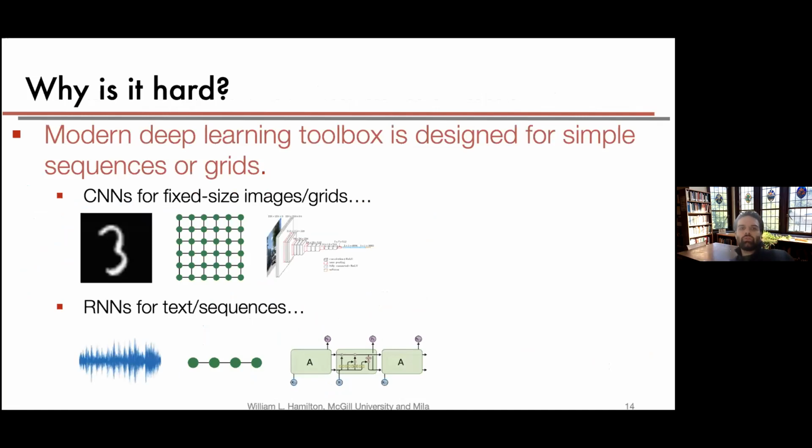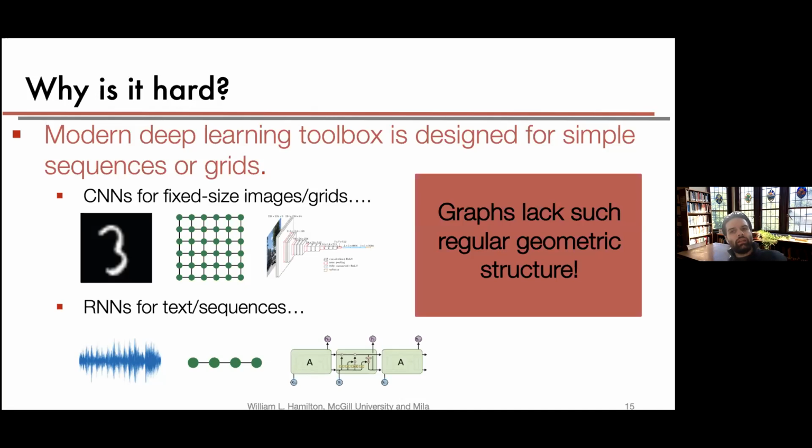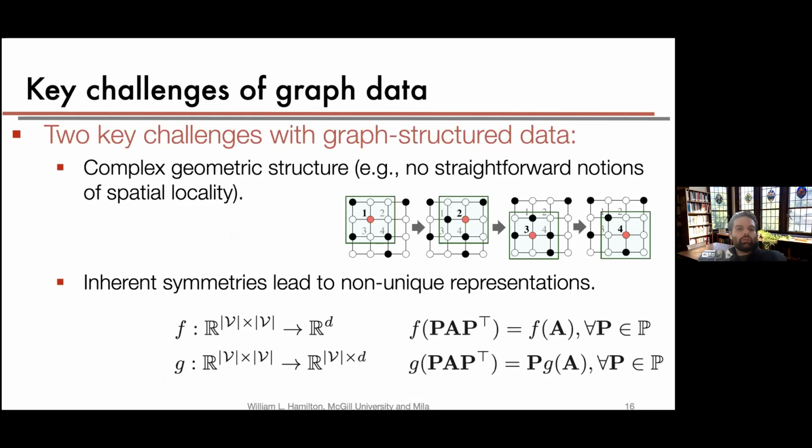So we might wonder why graph representation learning is hard. Of course, we have convolutional neural networks for images or grids. We have recurrent neural networks for things like text or sequences more generally. But the challenge is that graphs really don't have this geometric structure that we see with simple grids, as with CNNs, or simple sequences, as in the RNN case. And to be a bit more precise, the key challenges with graph structured data, and these are issues that will return when we start talking about some of the theoretical connections for GNNs, are, first off, this complex geometric structure.